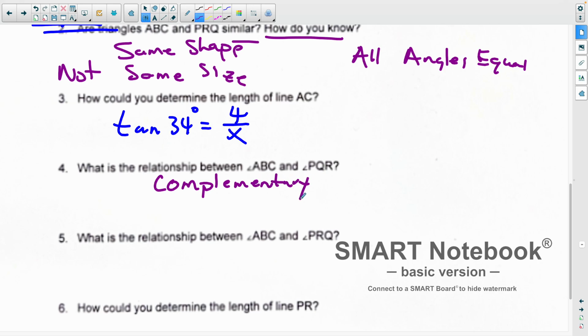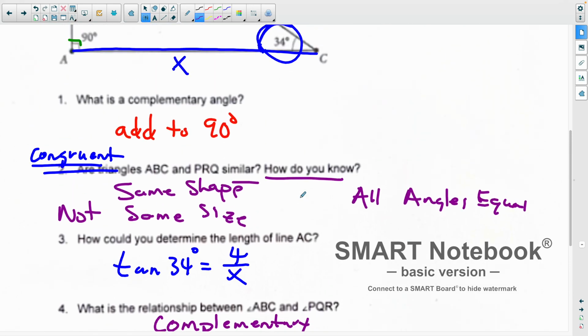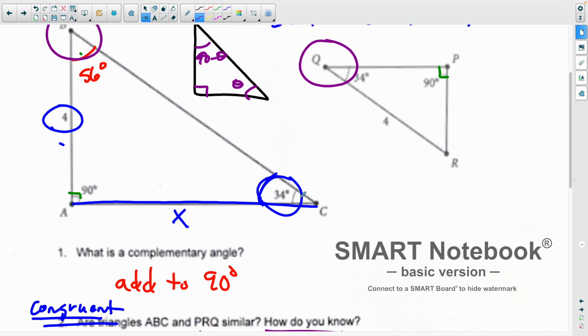What is the relationship between ABC and PRQ? They are congruent. All right? So they're using this same angle. It's the same angle there, but they said PRQ here, so we're using this one. So that one's 56, this one's 56. They are the same angle. They are congruent.